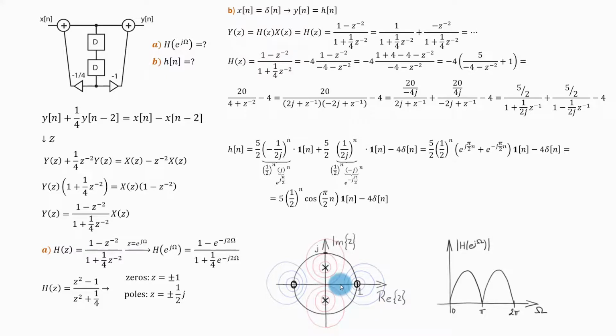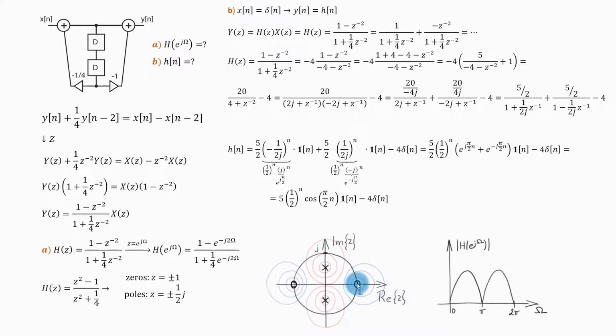Now the magnitude of the transfer function will have big hills around these poles, and it will have valleys around these zeros. If I want to get the amplitude frequency characteristic, I need to trace the magnitude of the transfer function above this unit circle.